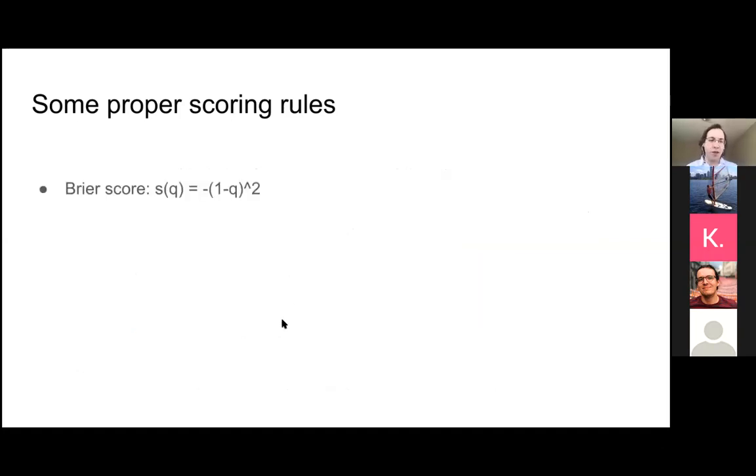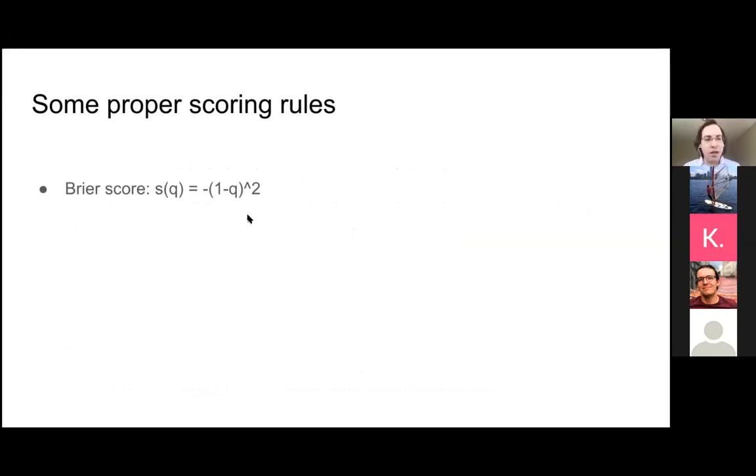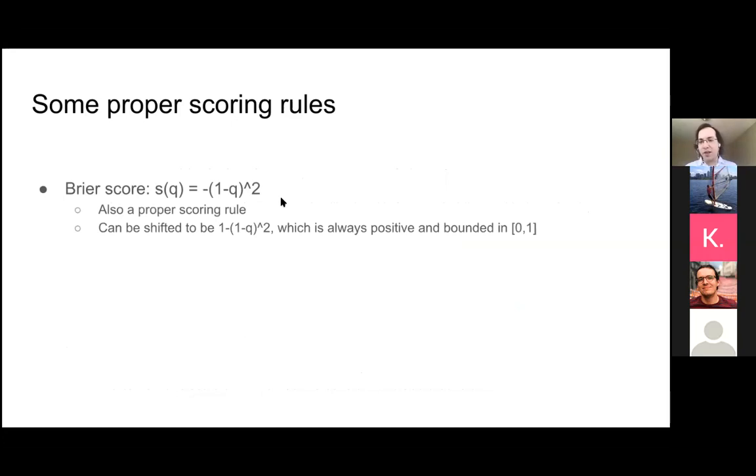But there are other scoring rules. One famous one is the Brier score. The Brier score is basically a quadratic score: negative of 1 minus q squared. It's also proper. And this one you can actually shift to make it bounded, for example by adding 1, and it will be bounded in [0, 1]. This one was originally proposed in 1950 for the task of incentivizing weather prediction. So you want to pay your weathermen in order to incentivize them to give a correct prediction, or at least a prediction they believe in.